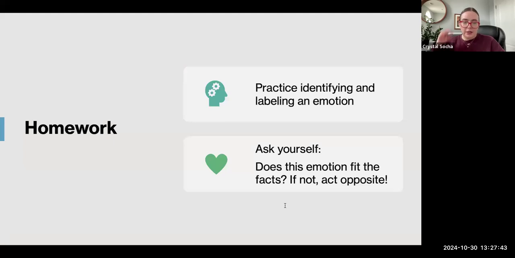For homework, between now and next week, simply practice identifying and labeling emotion and ask yourself if this emotion fits the facts. If not, acting opposite. So if you're feeling sadness and you want to withdraw, how can you get active? How can you act opposite? If you're feeling anger or frustration, instead of attacking or engaging in something ineffective, can you be, as Marsha Linehan calls it, a little nice or be kind, exploring how you might act opposite.